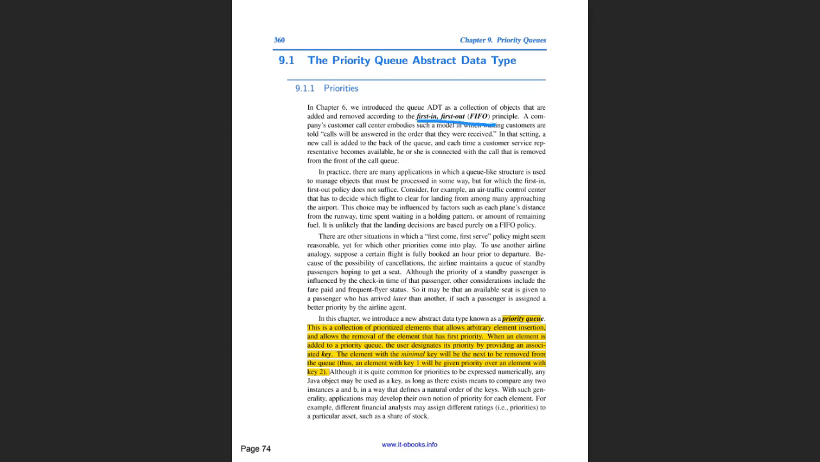Priority queue is a collection of prioritized elements that allows arbitrary element insertion and allows the removal of the element that has first priority. For example, if there are some people at the counter and we give some priority in the queue, the rule is that the first in, first out should be first. But here I change the priority. Now this will be first, this will be third and this will be second. So first this will be operated, then this one, and then the third one. So this is a priority queue. If it comes in the exam, you need to write this definition.